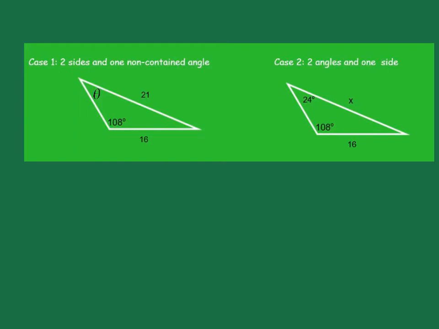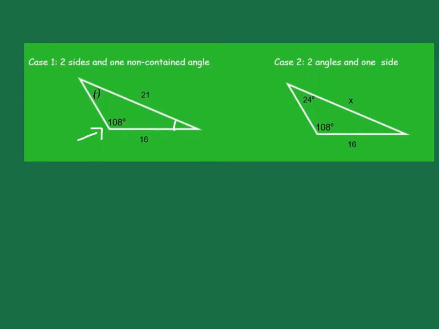and we can use the sine law in two different cases. One is when we're given two sides and an angle that is not contained between those two sides. And a contained angle in the first diagram would be here. A non-contained angle would be one like 108 degrees that's not trapped between the two sides that we know the length of.